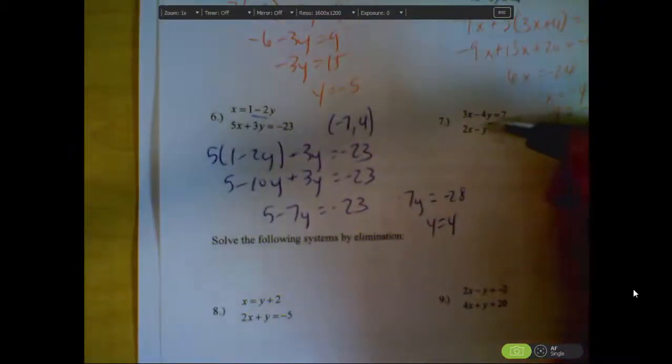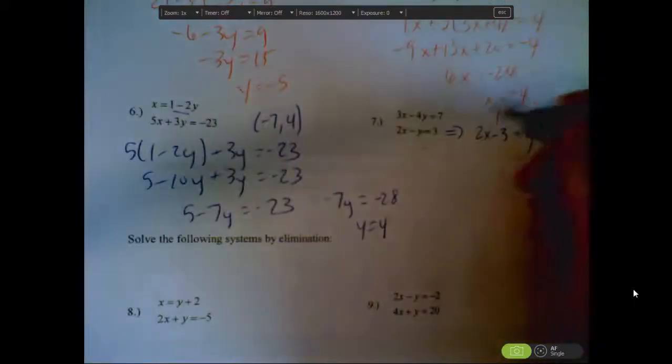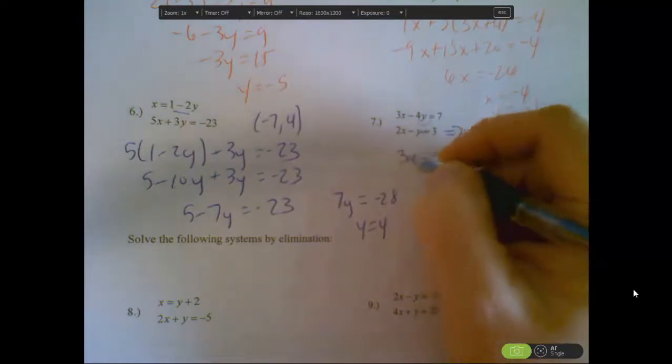Here, they all have coefficients except for this y. So I'm going to solve this equation for y. I'm going to add y and subtract 3. So now I know what y equals. I'm going to take out this y and put in what it equals.